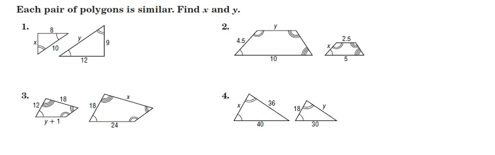Hello and welcome to assignment CC, the second page, page 302. In this set of exercises, we're to find x and y given that each pair of polygons is similar. So to solve for the missing sides, we just have to set up corresponding ratios.